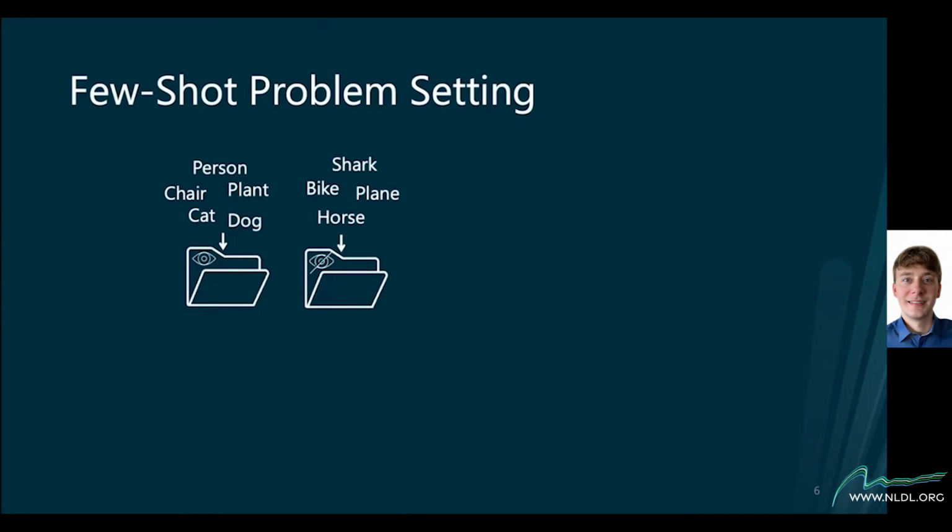The few-shot problem has been studied quite a lot, especially outside the medical domain, and most of the work has been focusing on classification. The idea is, let's assume we have some known classes, where we do have a lot of examples. For example, in this case, we have the person class, the chair class, the cat class, and the dog class. These are our so-called seen classes. Then we have a set of unseen classes, where we don't have a lot of examples. In this case, the shark, the bike, the plane, and the horse. What we now want to do is design a model which can be trained on the seen classes, but then generalize to the unseen classes with only a few examples. So this is the idea of few-shot: few examples in order to generalize to new classes.